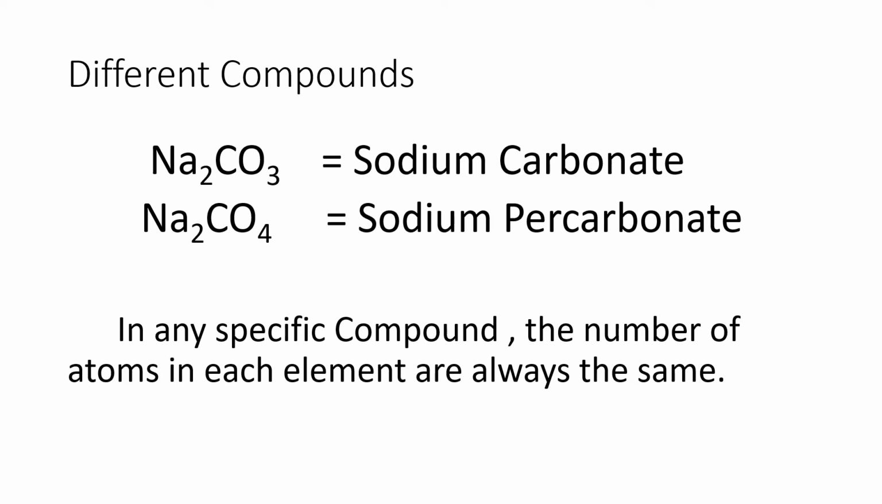Now if we go on to different compounds, in any specific compound like sodium carbonate shown above, the number of atoms in each element is always the same. If they're not, then they're a totally different compound. In this case, we can see that we've just added 1 more oxygen atom to sodium carbonate, and it's turned into sodium percarbonate, a totally different compound.